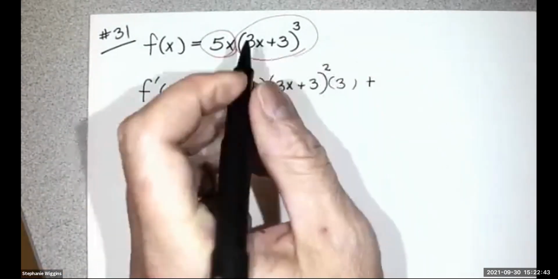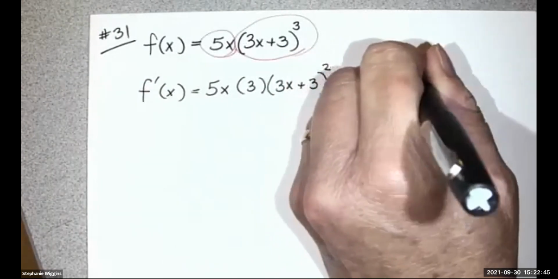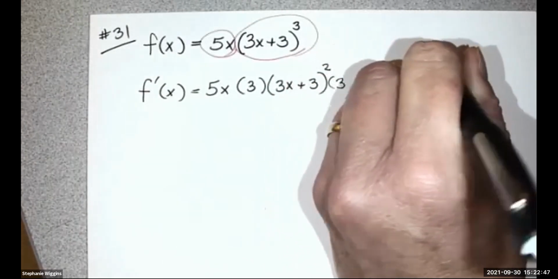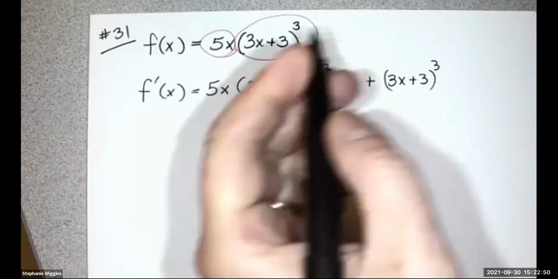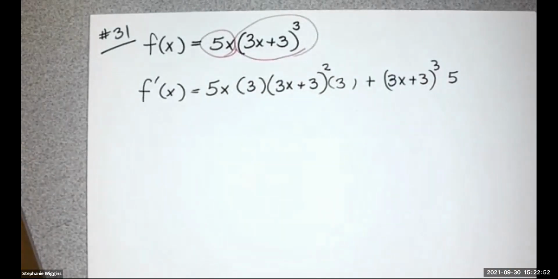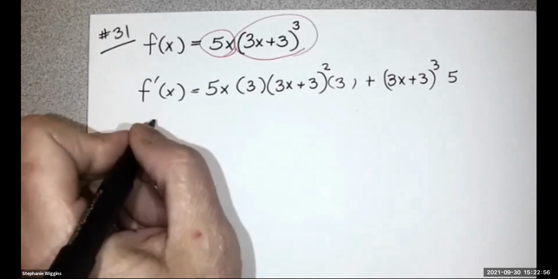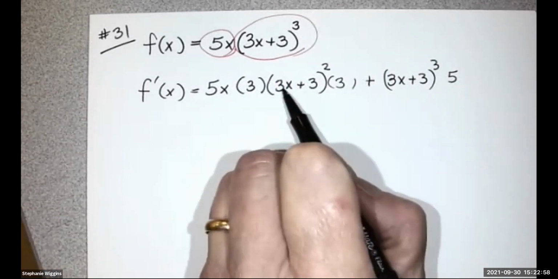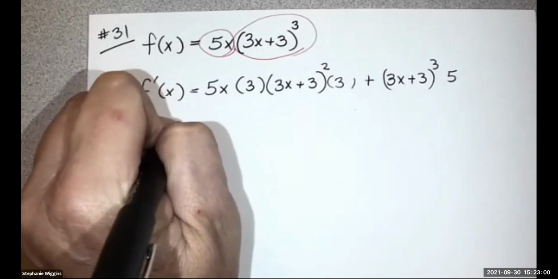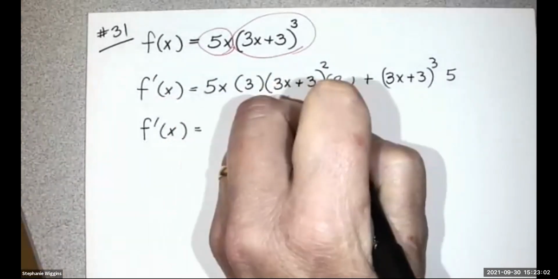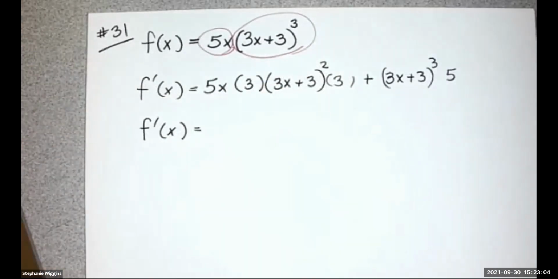Then you take the second function, which is 3x plus 3 cubed, times the derivative of the first function, and that would be 5. Okay, and it looks like they factor out the common factor of 3x plus 3 squared. I think they do that. Let me look at the answers.